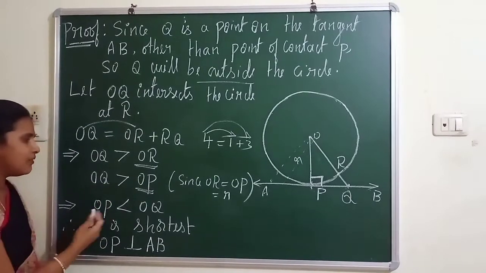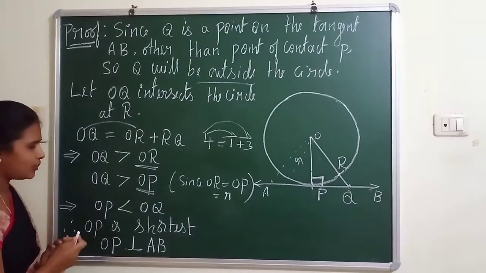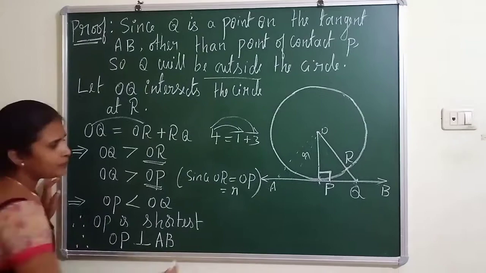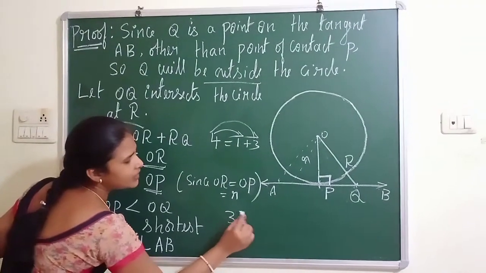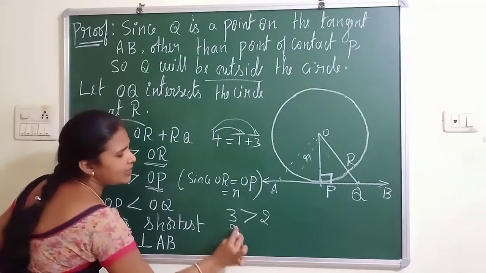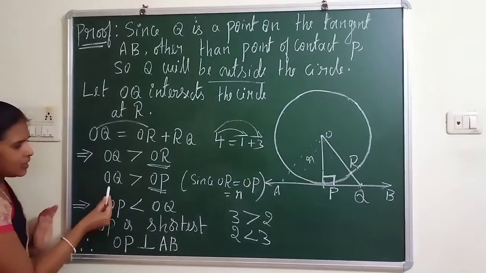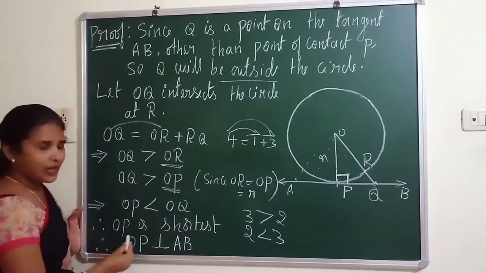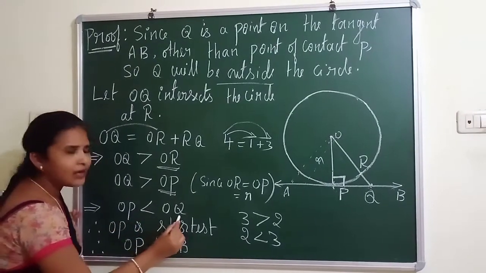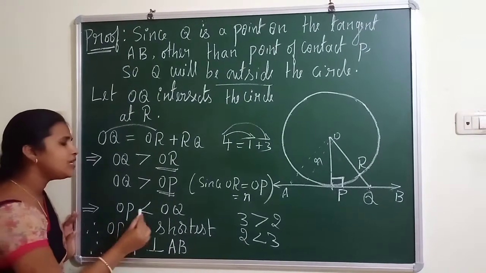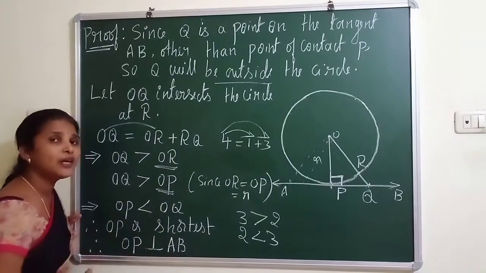Now, when OQ is greater than OP, can I write OP is less than OQ? For example, if I have 3 is greater than 2, I can write 2 is less than 3. So compare this and write, if OQ is greater than OP, I can write OP is less than OQ. Since OP is less than OQ, which is the shortest?